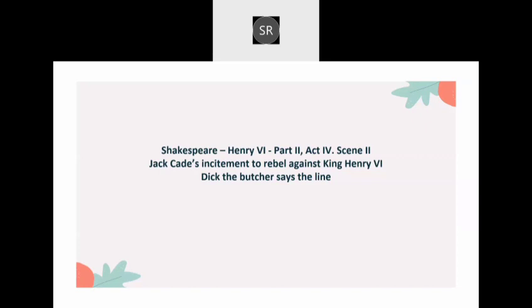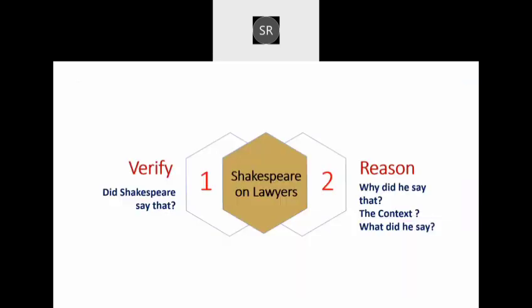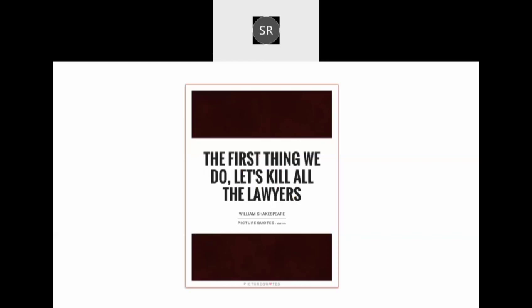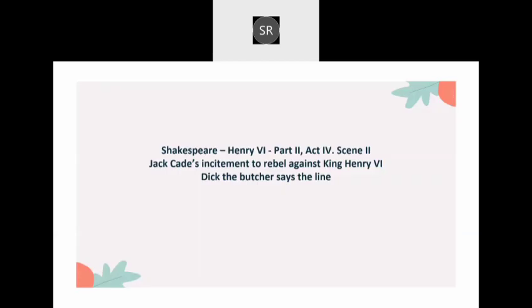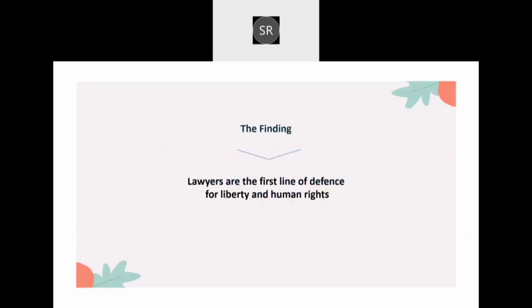Shakespeare wrote that in his play named Henry VI, and a character is making the statement. A character called Jack is trying to rebel against King Henry VI. And there is a character, a butcher, whose name is Dick the Butcher, and he says his line. He says that to rebel against the king, to cross over the city and to capture the king's fort, let us first kill all the lawyers. The first thing we do, let's kill all the lawyers. Otherwise, we won't be able to capture power. Which means the finding which the researcher will come to is, lawyers are the first line of defense for liberty and human rights. So from where to where we reached.